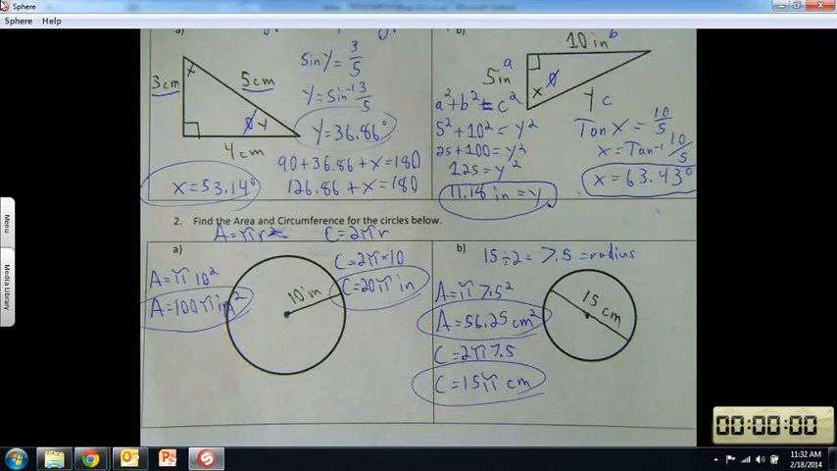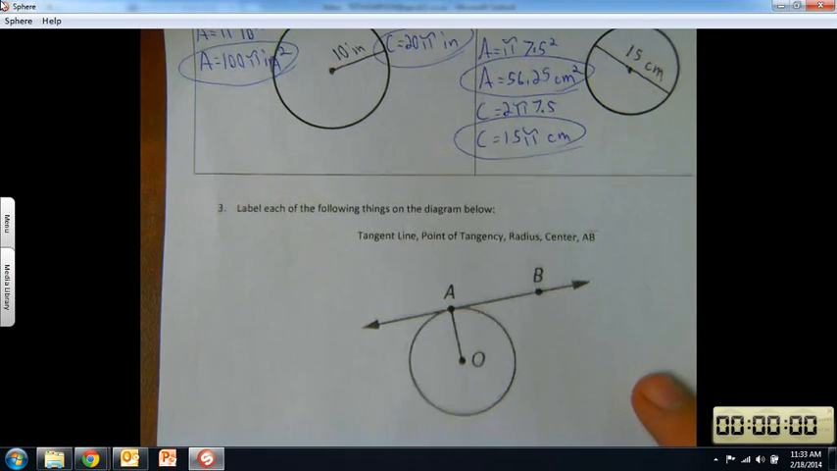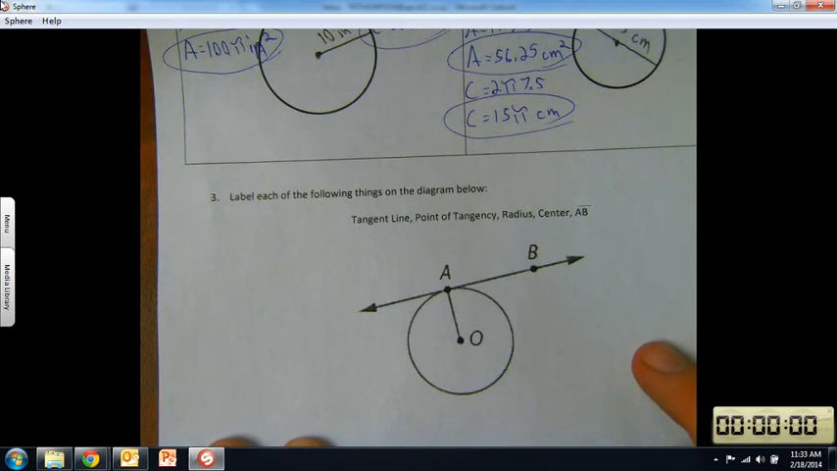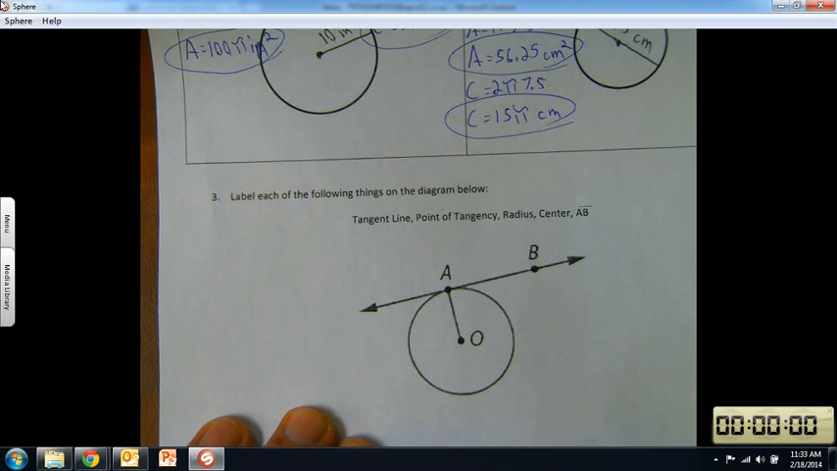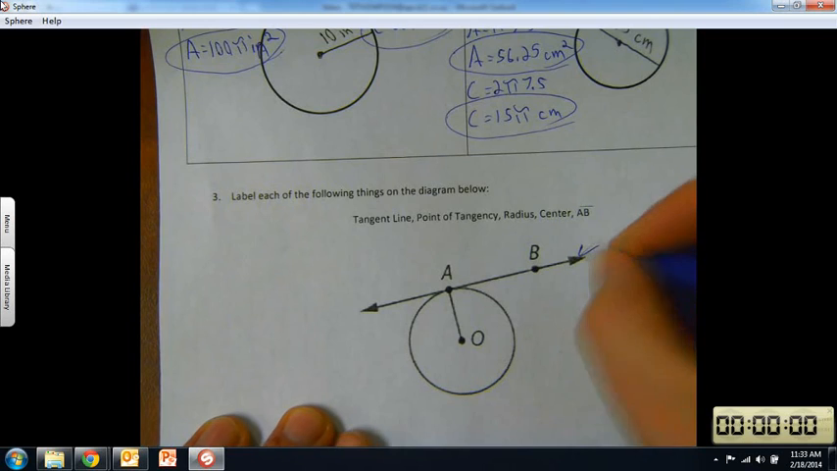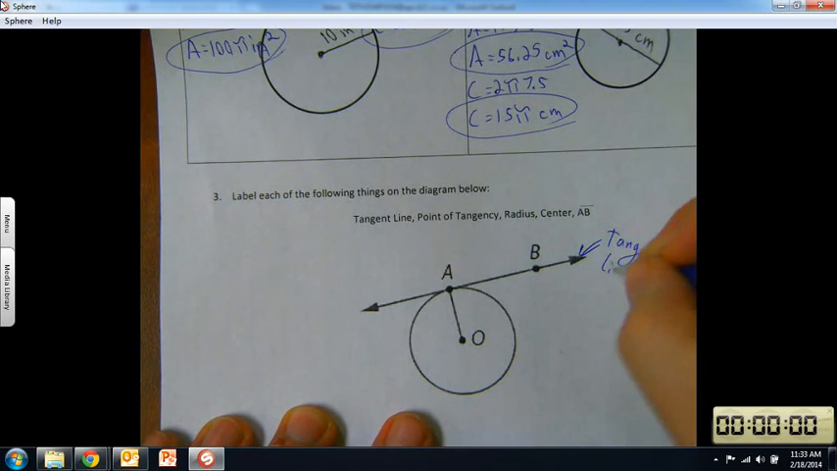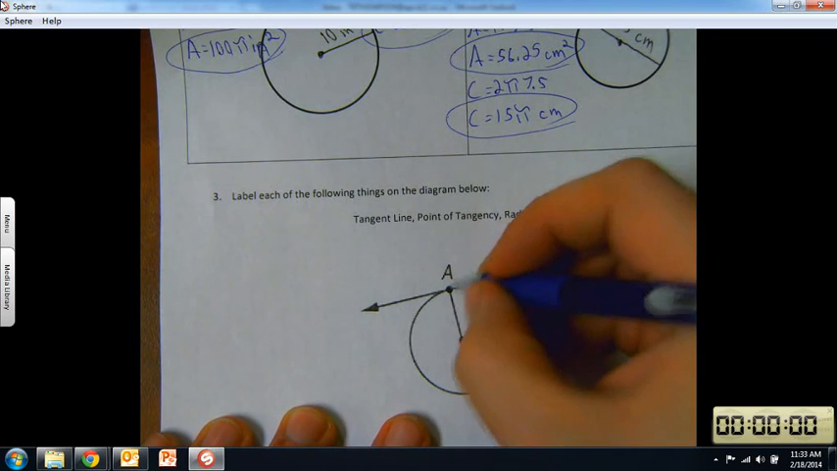And there's that. Now, moving on. Number 3. Label each of the following things on the diagram below. So this one's just a simple labeling activity. Tangent line, we discussed, is the line that touches the circle once. Point of tangency is where it touches.